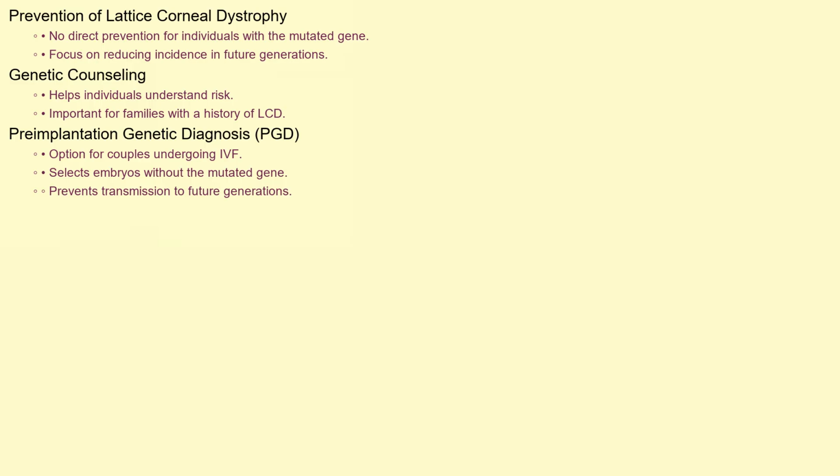Prevention. Since lattice corneal dystrophy is a genetically inherited condition, there is no way to prevent it from occurring in individuals who have inherited the mutated gene. However, genetic counseling can help individuals with a family history of the disease understand their risk of inheriting or passing on the condition to their children. Preimplantation genetic diagnosis, or PGD, is an option for couples undergoing in vitro fertilization. PGD allows for the selection of embryos that do not carry the mutated gene, preventing the disease from being passed on to future generations. While not a direct prevention of the disease in an affected individual, these measures can help reduce the incidence of lattice corneal dystrophy in future generations within affected families.